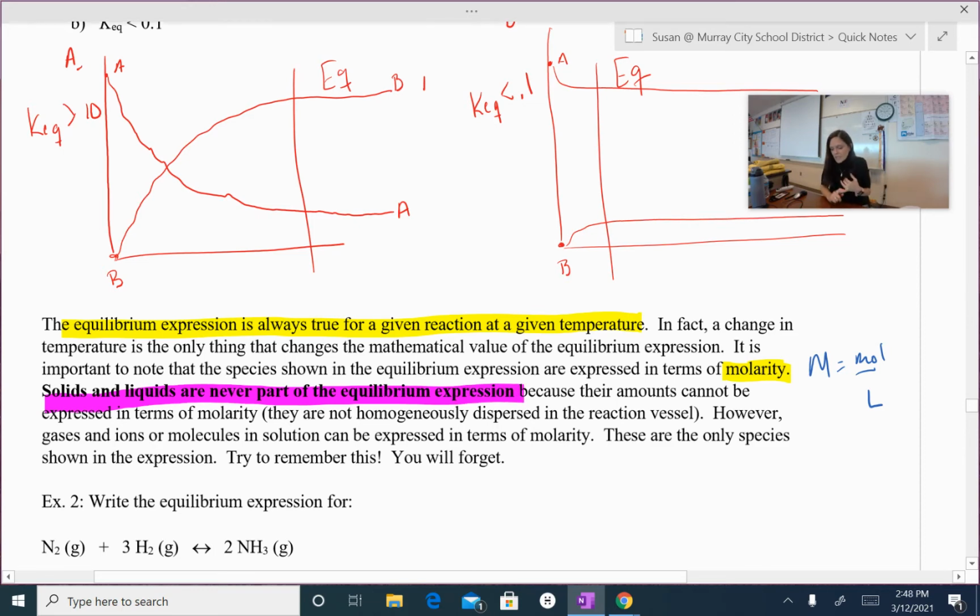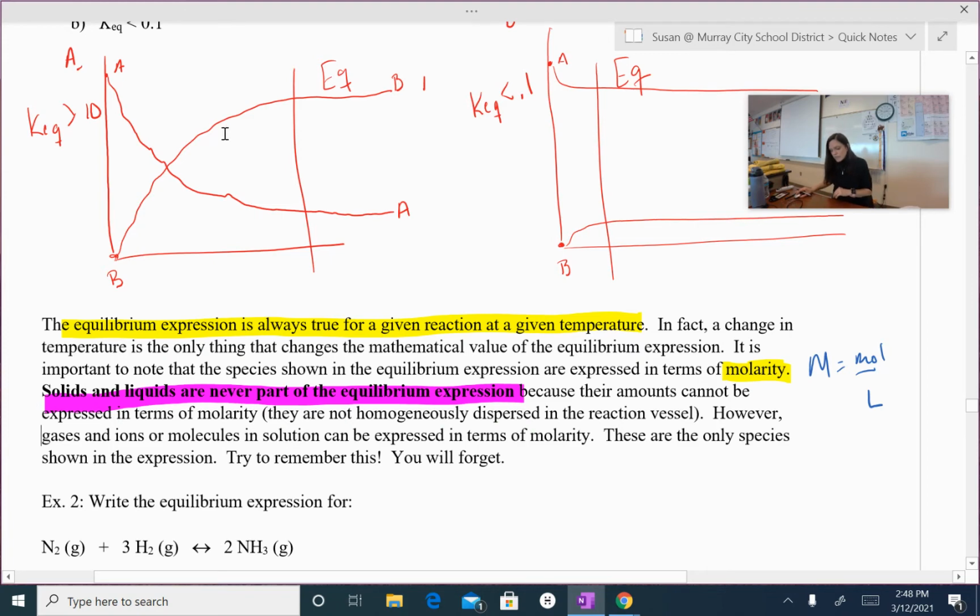Only gases and solutions, things that are dissolved in a solution, okay? Because solids and liquids cannot be expressed in terms of molarity. They are not homogeneously dispersed in the reaction vessel. However, gases, ions, or molecules in solutions can be expressed in terms of molarity. These are the only species shown in an equilibrium expression, okay? Try and remember that. Do your best to remember that.